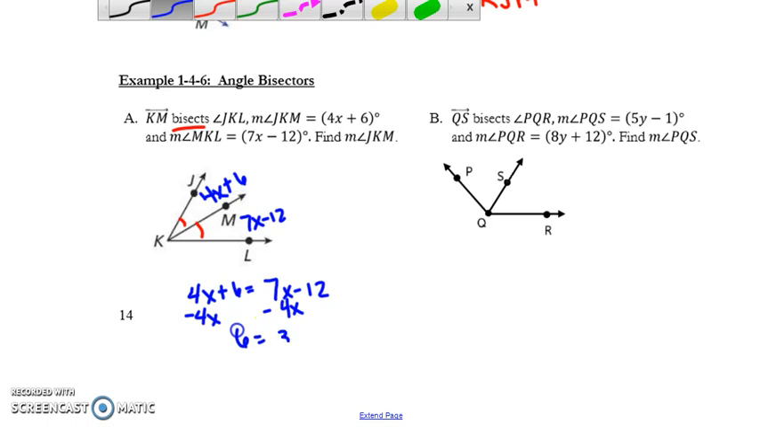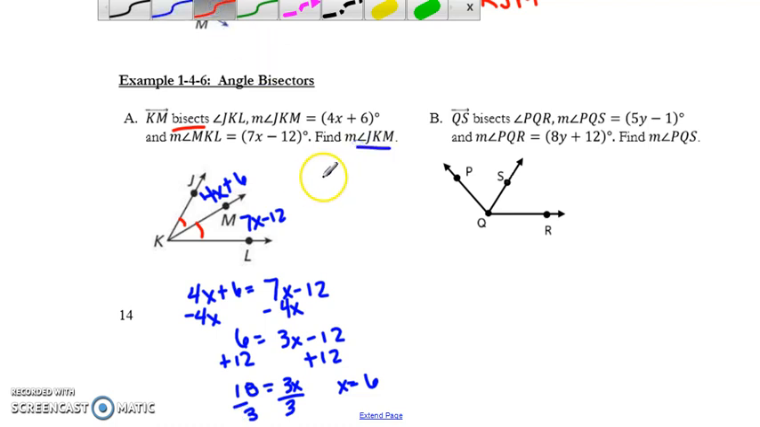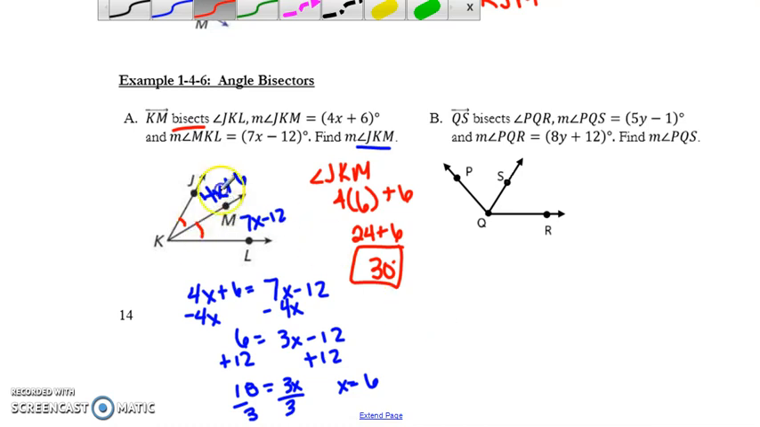So 6 is equal to 3x minus 12. We're going to add 12. And we get 18 is equal to 3x. So we know that x is 6, but that's not what it's asking. It's asking what is angle JKM. Well, JKM was 4 times x plus 6. So we're going to plug the x back in and solve. So we get 30 degrees, which we know that that's also this angle, but they just want that one.